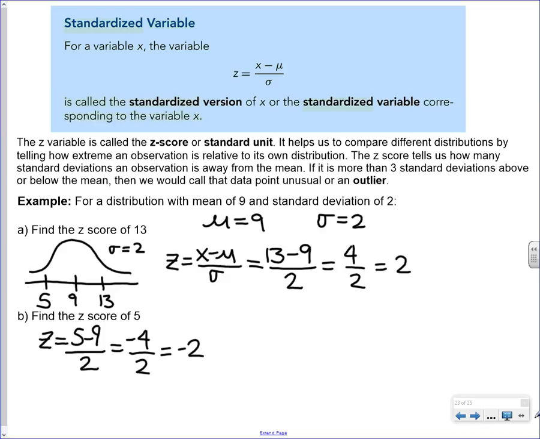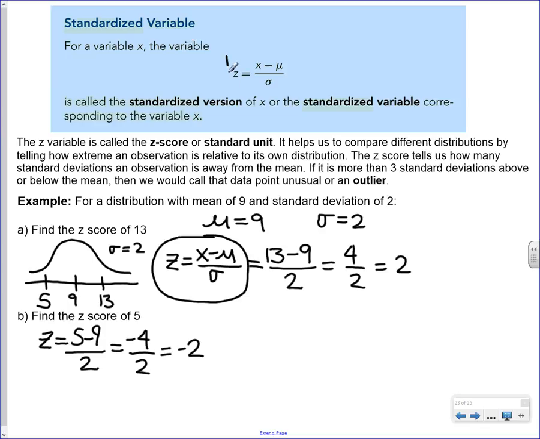Okay, so we have something that looks like this. We have the 9 in the middle, the standard deviation is 2. Now, where does my 13 fall? Okay, it falls above the mean, right? So I should be getting a positive Z-score here because I'm going above the mean, right? So Z equals X minus mu over sigma. That is our Z-score formula.